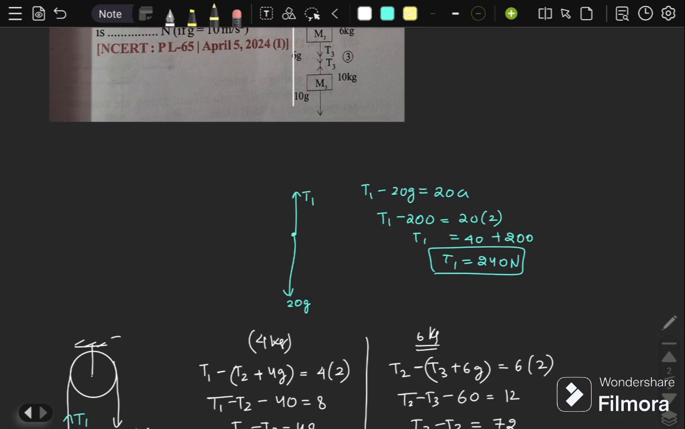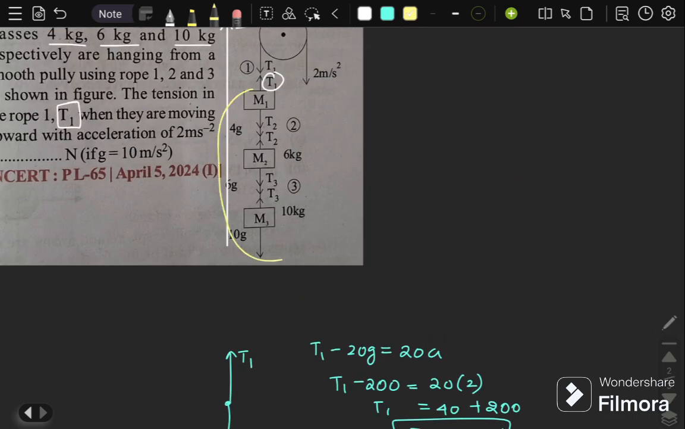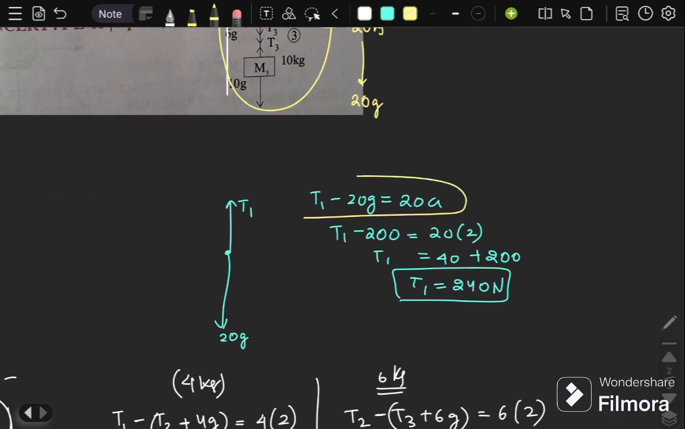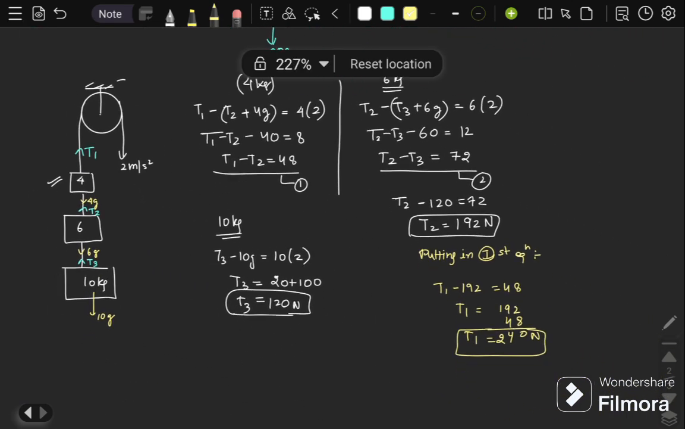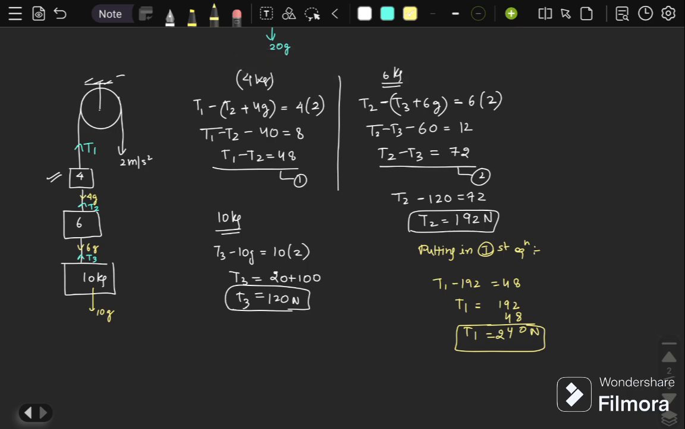So you can either consider all of the blocks as one particular system with a mass of 20 kg, and that particular mass will provide a weight of 20 g, and then we can form this equation as well. Or simply we can do it with the basics by forming an equation for each body and do the same thing.